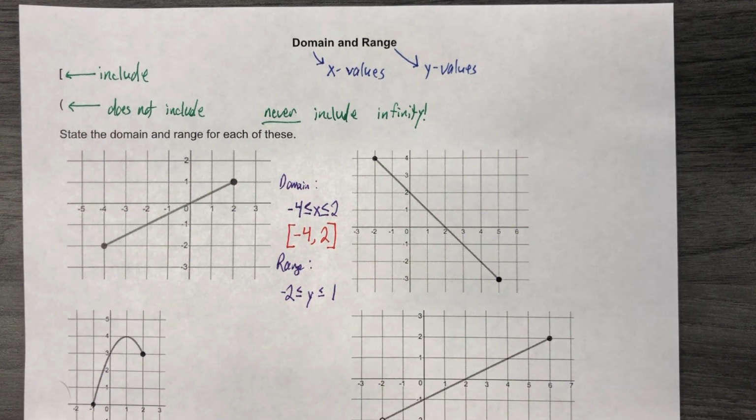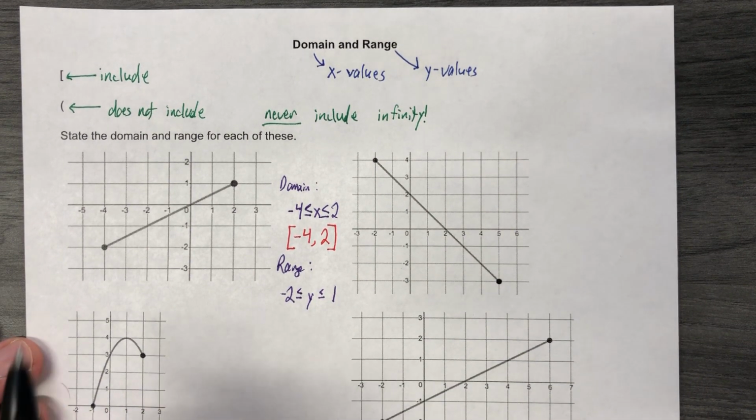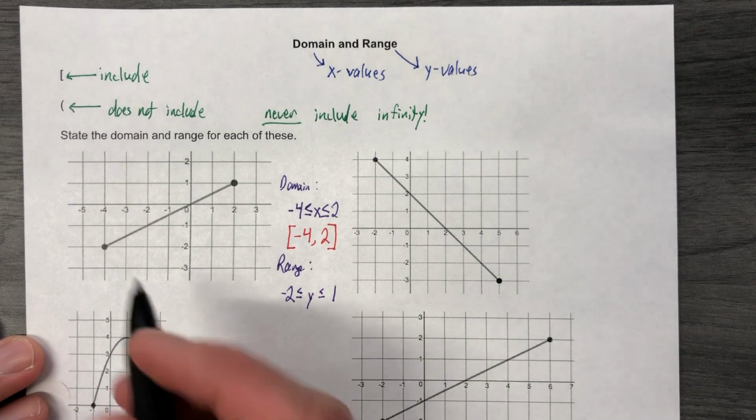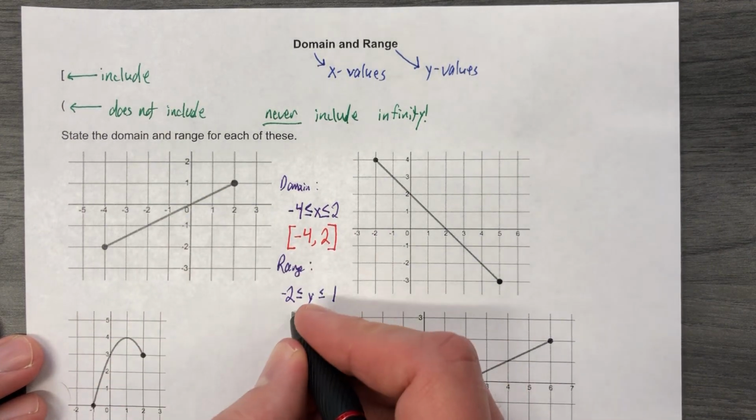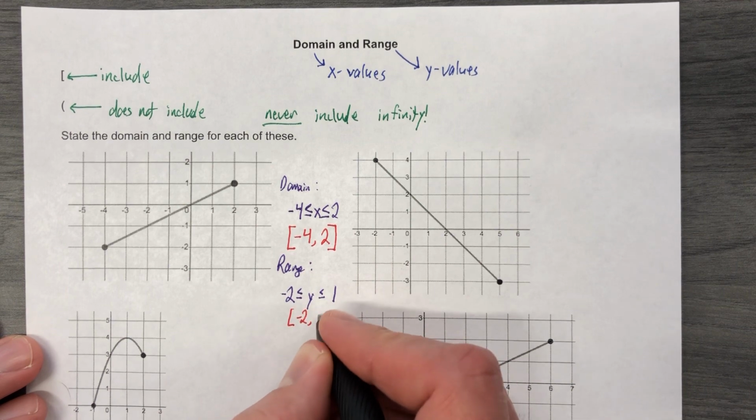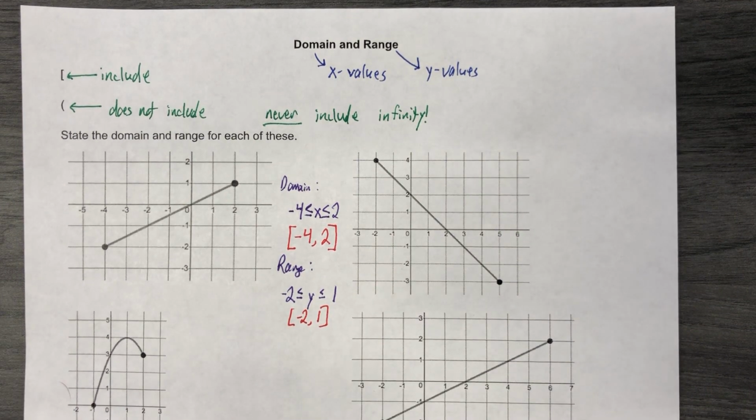And you guessed it, you know what's about to happen. We're going to write this using interval notation. The range does include -2 and does include 1, so -2 to 1 with the brackets. Okay, first problem is done.